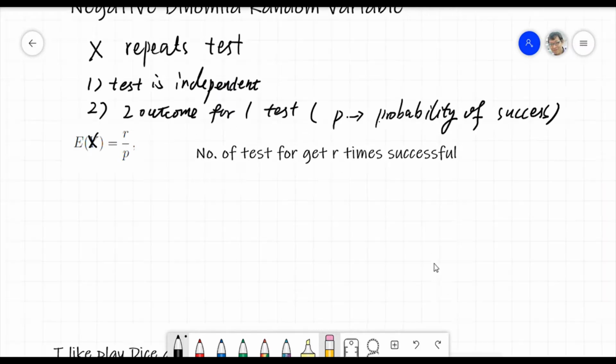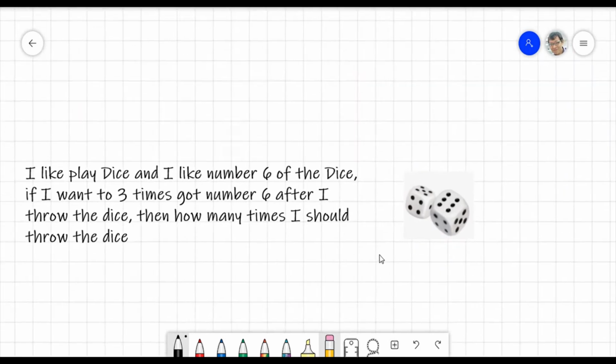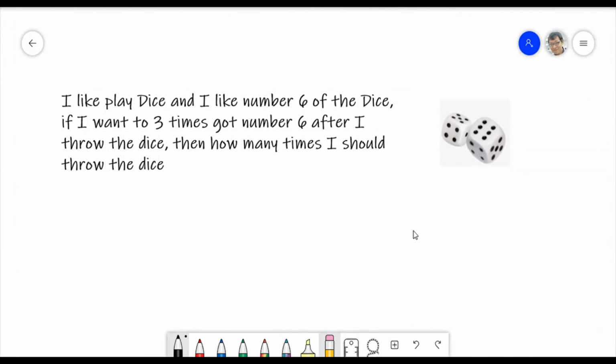Yes, two outcomes. But you might say there are 6 outcomes; it depends on how you read and understand it. Because I want to get 6, if no 6, whatever 1, 2, 3, 4, 5 is one result to me. I either get 6 or no 6. Make sense? So two results.